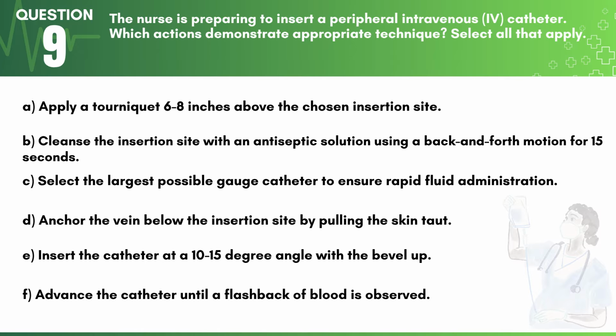C. Select the largest possible gauge catheter to ensure rapid fluid administration. D. Anchor the vein below the insertion site by pulling the skin taut. E. Insert the catheter at a 10 to 15 degree angle with the bevel up. F. Advance the catheter until a flashback of blood is observed.